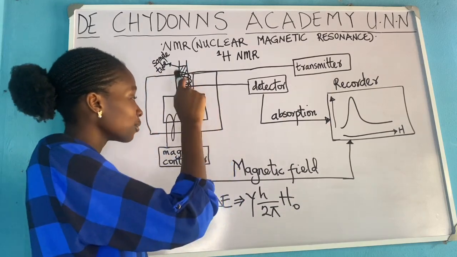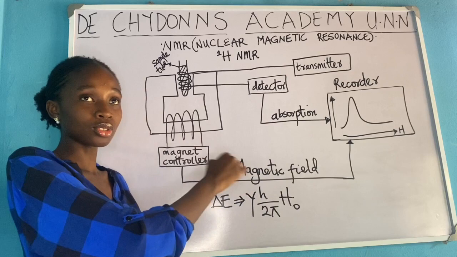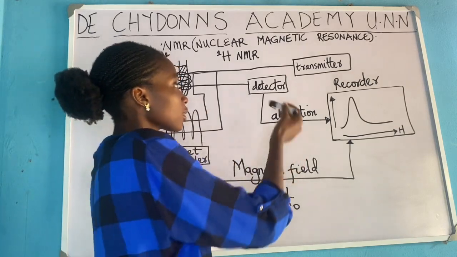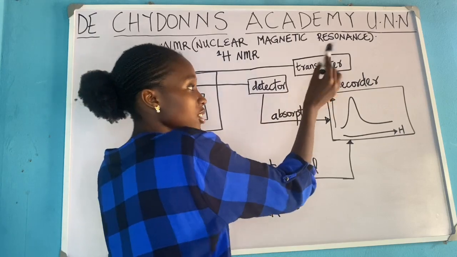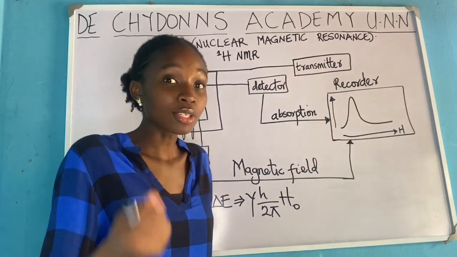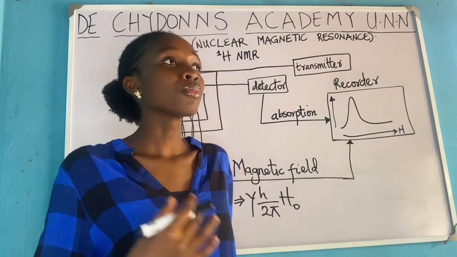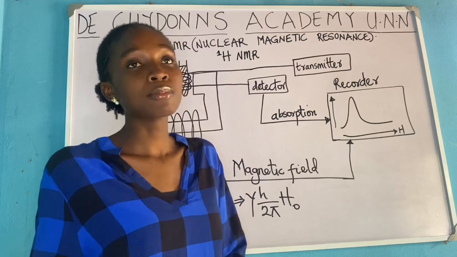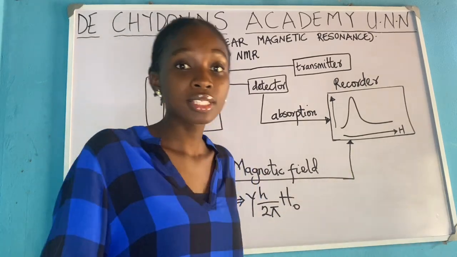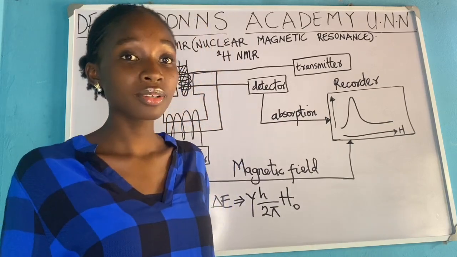You have the sample tube here, you have a magnetic controller, and you have a magnetic field which you use to induce the current, the frequencies. Then you have a detector, a transmitter and a recorder, and it gives you a spectrum at the end of the day. You should all know that every spectroscopic or spectrometric procedure should give you a spectrum. NMR will give you an NMR spectrum. MS, that is mass spectrometry, will give you an MS spectrum. So for this, we'll be dealing with the NMR spectrum.